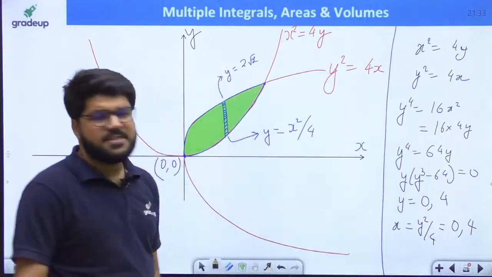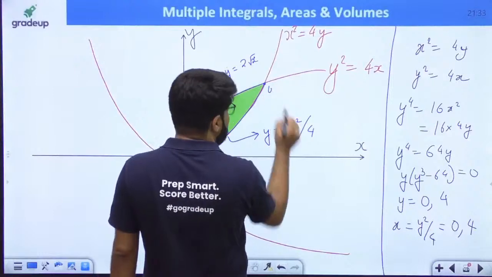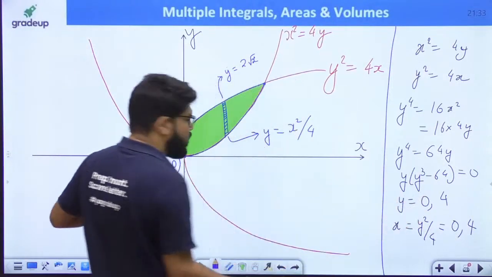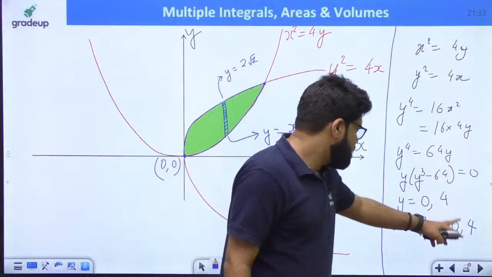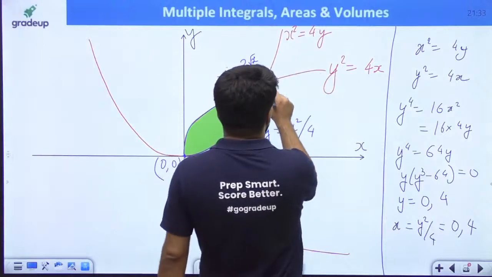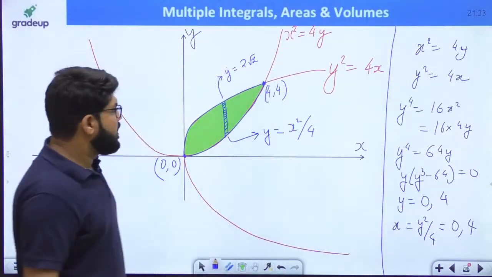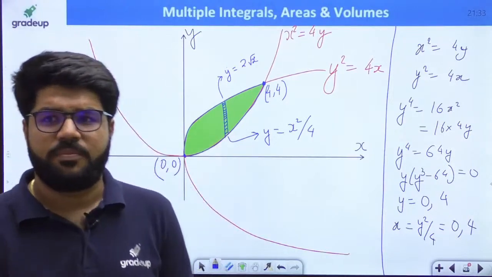So what is this intersection point equal to, guys? If x is 0 then y is 0, that is the origin, which we have already seen. But the next one is 4 and 4. If y is 4, x is also 4. That is the point of intersection. That will give you the limit from where to slide this vertical strip.